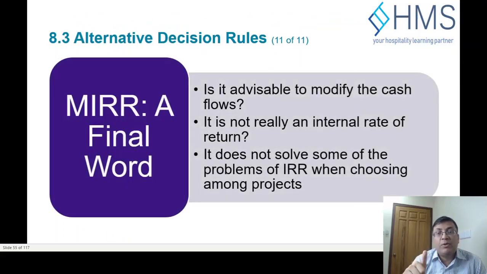It is advisable to modify the cash flows, but it's not really the internal rate of return. It does not solve some of the problems when choosing among different projects, i.e., it does not take away all the inherent limitations of the IRR formula.